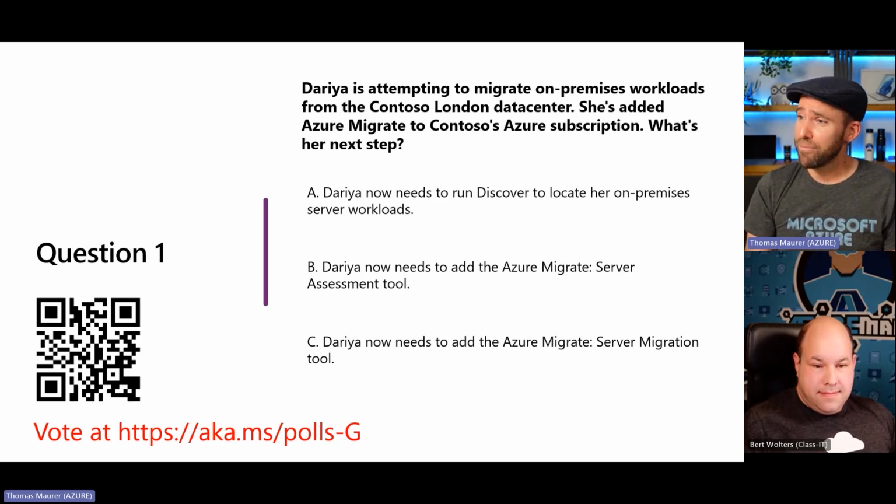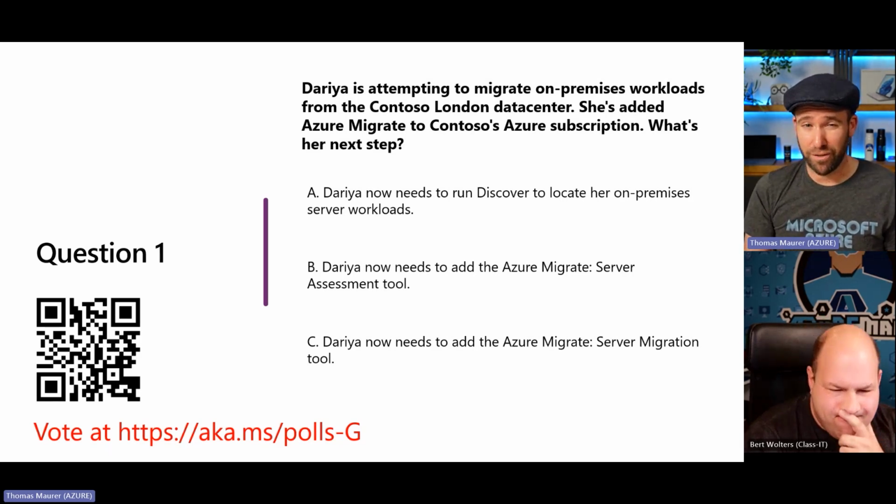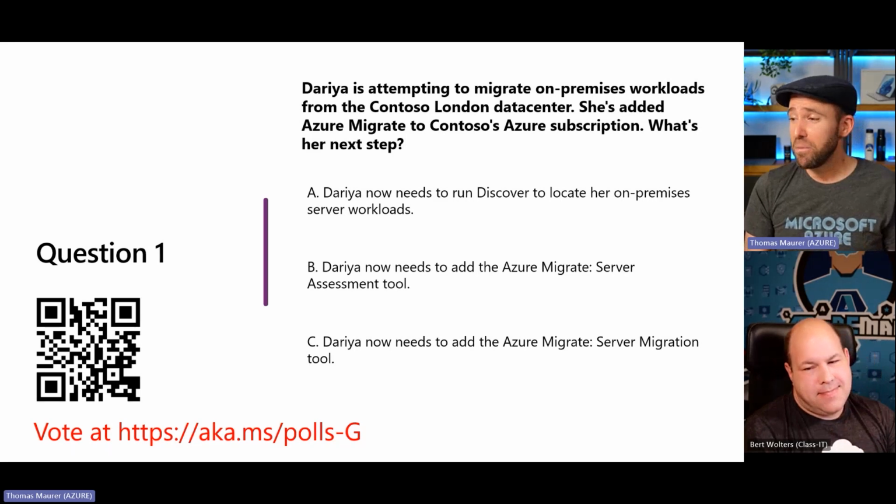Diara is attempting to migrate an on-premises workload from the Contoso London data center. She adds Azure Migrate to Contoso's Azure subscription. What is her next step? Diara now needs to run Discover to locate her on-premises server workloads, or Diara now needs to add the Azure Migrate Server Assessment Tool, or Diara now needs to add the Azure Migrate Server Migration Tool. If you paid close attention, and maybe I went a little bit fast there, obviously we did one process.